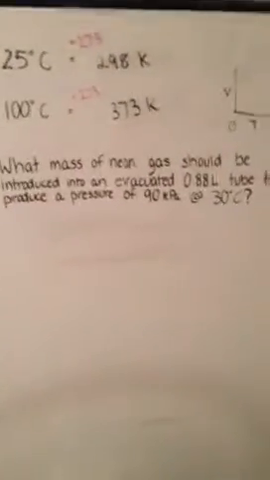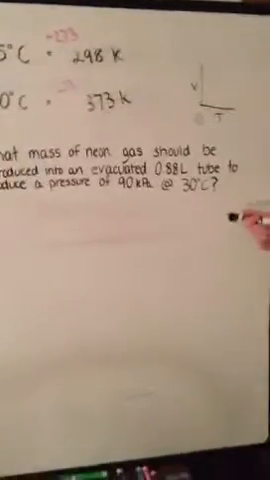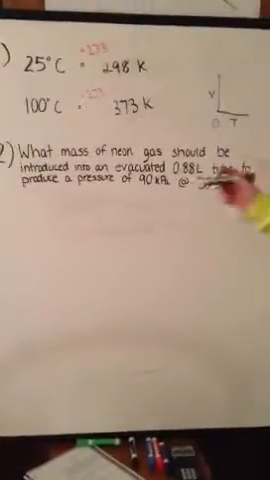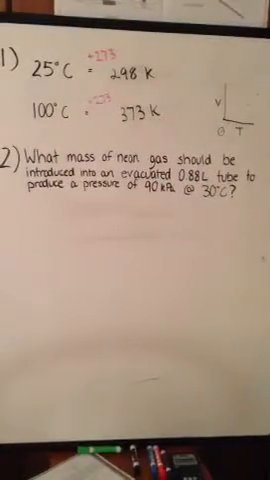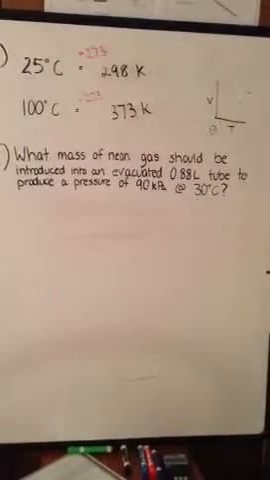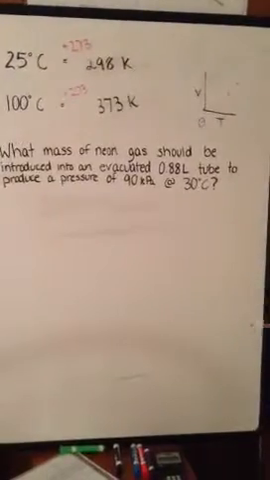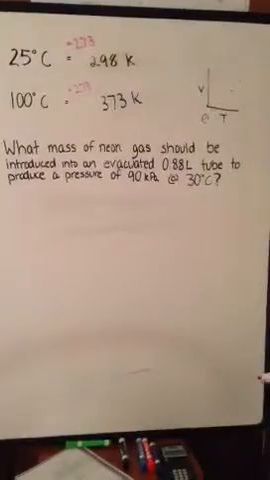I'm going to find the molar mass after I first use the ideal gas laws. So this question, I got it out of the book. What mass of neon gas should be introduced into an evacuated 0.88 liter tube to produce a pressure of 90 kilopascals at 30 degrees Celsius?